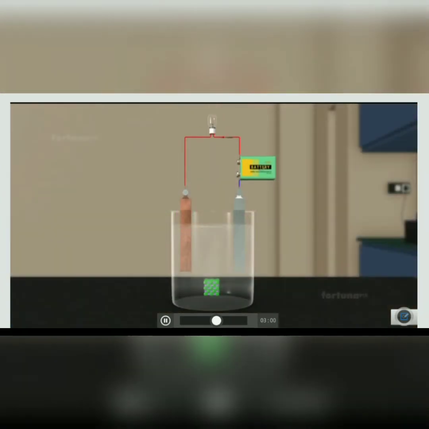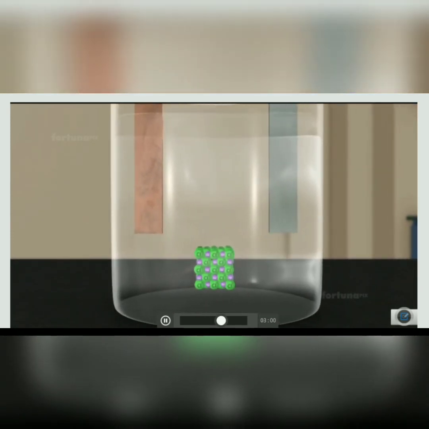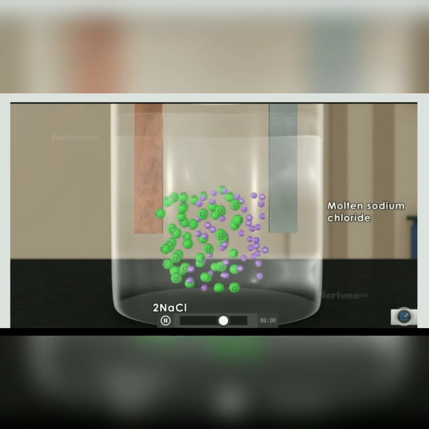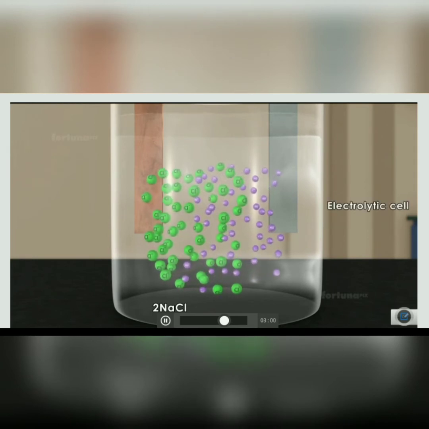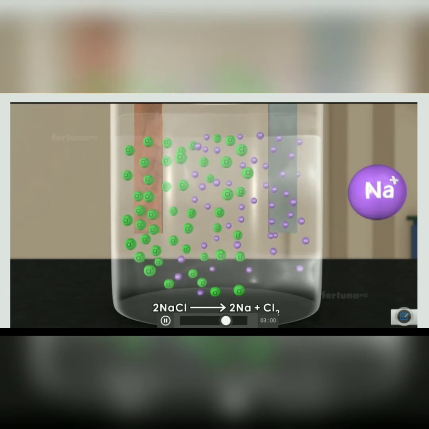Now, the second type of decomposition reaction is the electrolytic decomposition reaction, in which an electric current is passed through a substance to decompose it. And the best example of electrolytic decomposition reaction is the electrolysis of sodium chloride, in which sodium chloride, or NaCl, decomposes by electric current into sodium and chlorine ions.